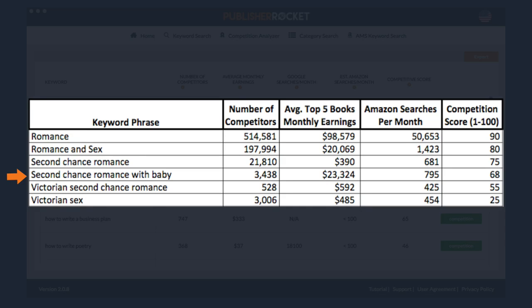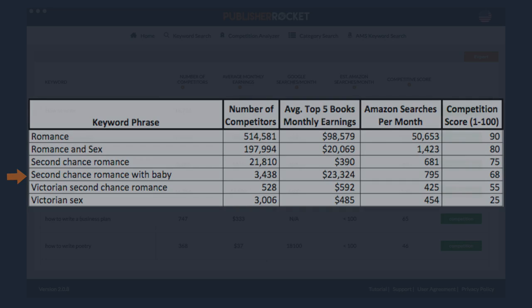As we can see from the data, there is a significant amount of monthly searches for this term. The competition is much lower than some of the other terms, and books on this subject are selling very well. This would make for a great keyword if your book was about this, or a great book idea if you were looking to write in this area. Let's look at another example.